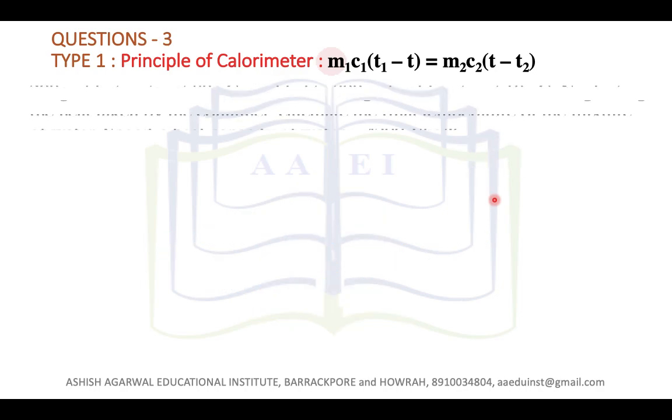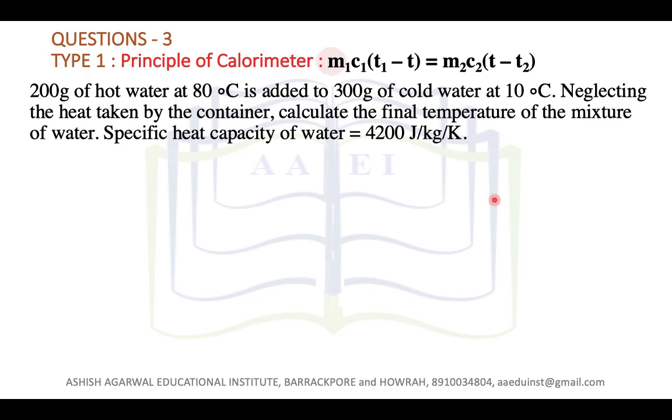Moving forward, the third question comes like this. We have 200 gram of hot water at 80 degrees Celsius, 300 gram of cold water at 10 degrees Celsius. So m1, t1, m2, t2 being given, and since it is water and water, C1 and C2 are also given, which are equal. Neglecting the heat taken by the container, that is so obvious, we are not considering the heat taken by the container or the vessel or the calorimeter, and that is why we don't have the second term on the right hand side. Calculate the final temperature of the mixture. Final temperature as in they are asking the value of small t.